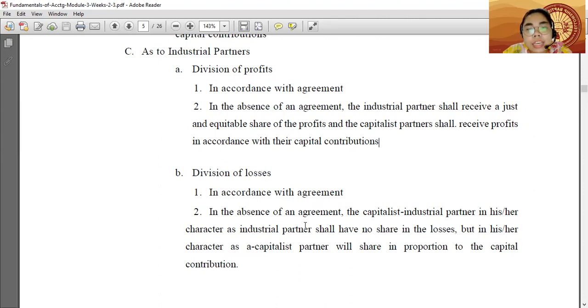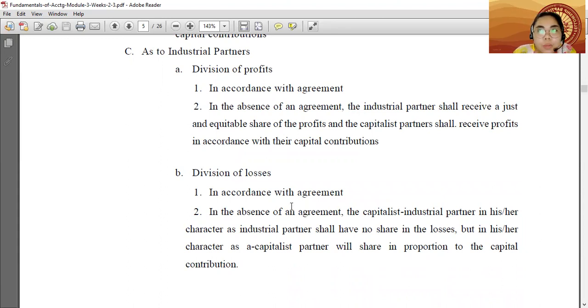So in this case, what is mentioned is that if there is no agreement and the partner is both a capitalist and an industrial partner, he has no share in the losses as to being an industrial partner, take note of that. But being a capitalist partner, it would always be based on his capital contribution in the absence of an agreement.